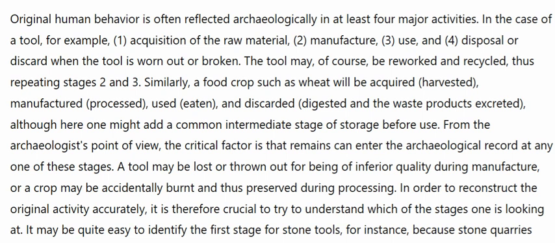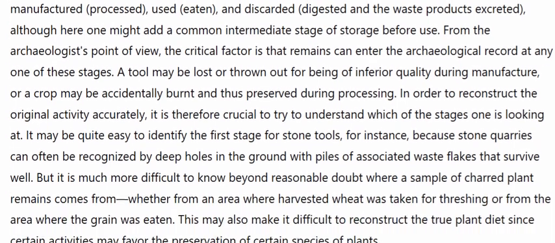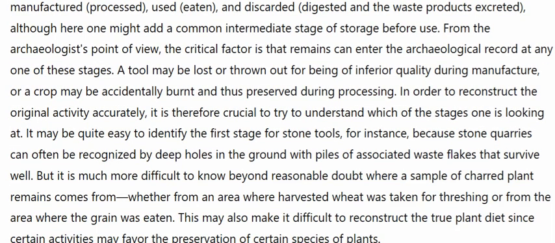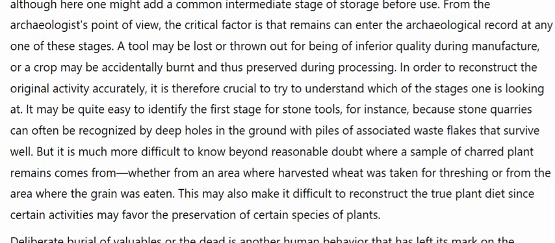Similarly, a food crop such as wheat will be acquired, harvested, manufactured, processed, used, eaten, and discarded, digested, and the waste products excreted, although here one might add a common intermediate stage of storage before use. From the archaeologist's point of view, the critical factor is that remains can enter the archaeological record at any one of these stages. A tool may be lost or thrown out for being of inferior quality during manufacture, or a crop may be accidentally burnt and thus preserved during processing.